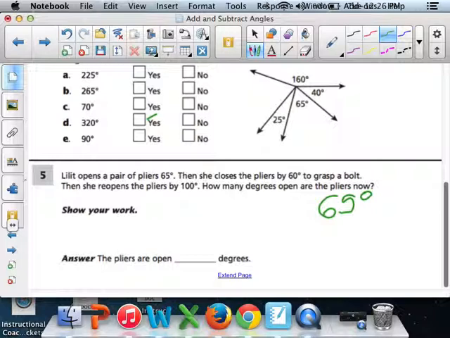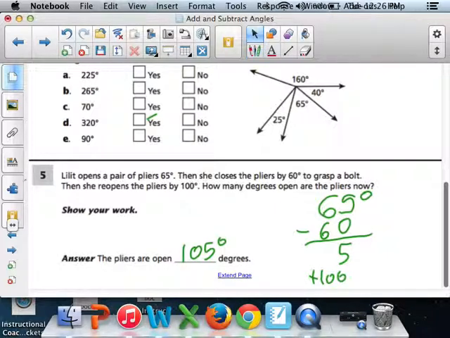Subtract 60. Minus is fine to say. 5. Same thing. 5 left, right? To grasp a bolt. Then she reopens the pliers by 100. Add. 105. How many degrees open are the pliers now? 105. Did that seem pretty simple? Yes. Do you know why it seems simple? Because I took it a step at a time.